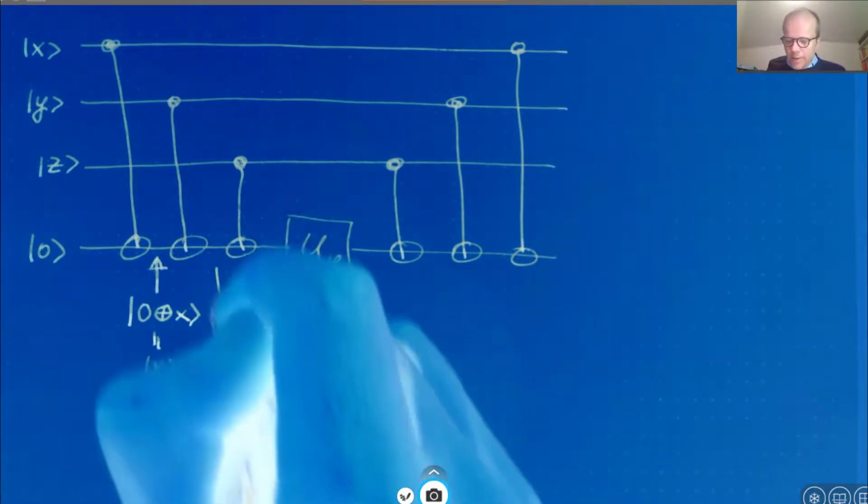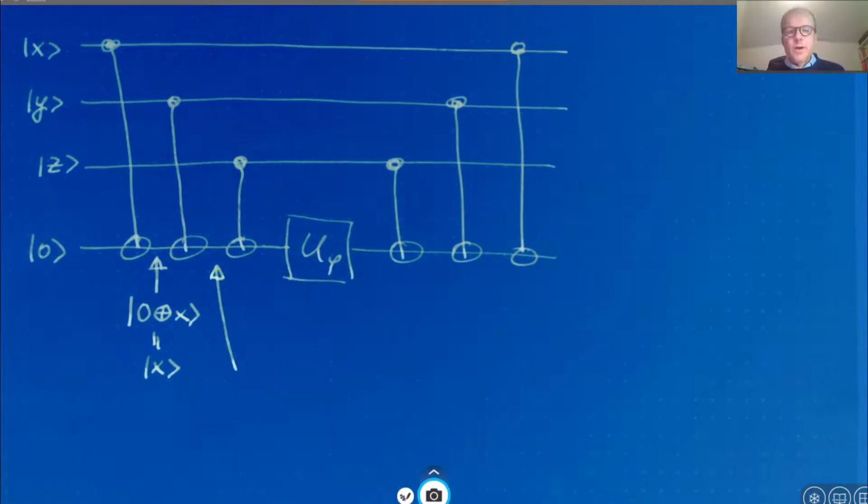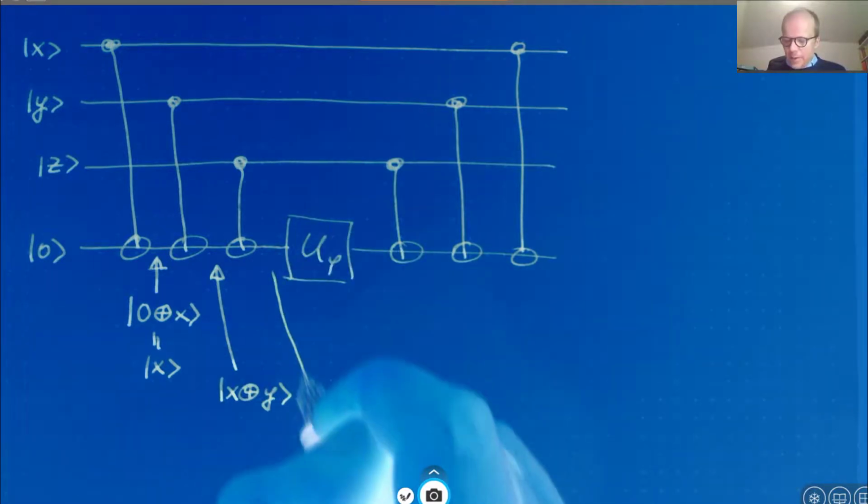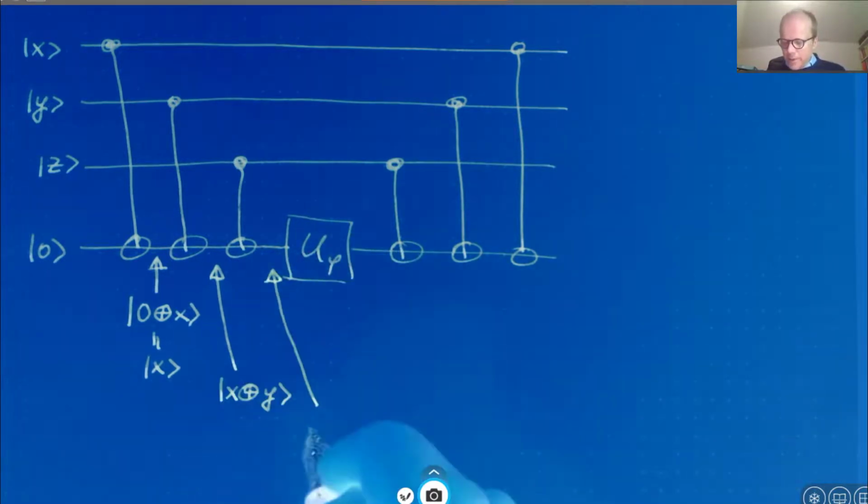After the second qubit, with the same logic, the target qubit is in the state x plus y mod 2. And after the third C-naught, it's in the state x plus y plus z mod 2.